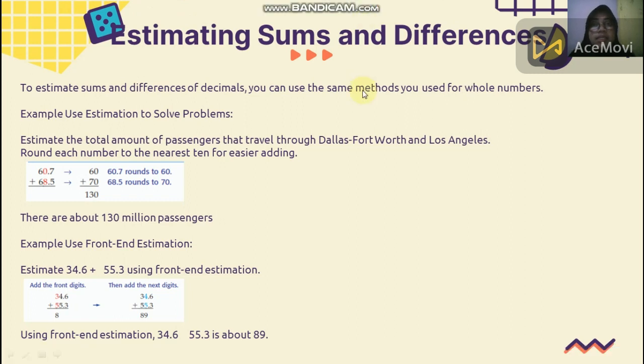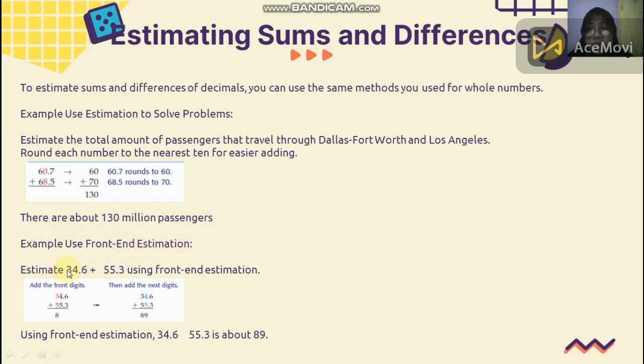Next, estimating sums and differences. To estimate sums and differences of decimals, you can use the same methods you use for whole numbers. Example, use estimation to solve a problem. Estimate the total number of passengers that travel through Dallas Fort Worth and Los Angeles. Round each number to the nearest 10 before adding. Like the screen, there are about 130 million passengers.